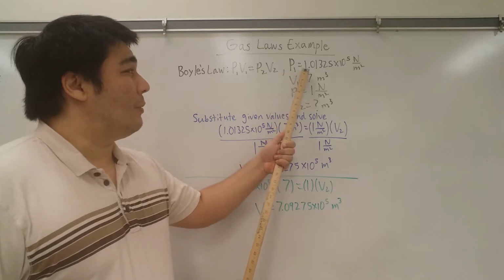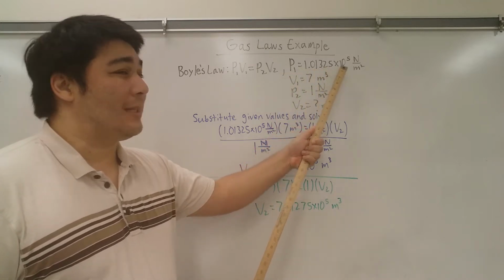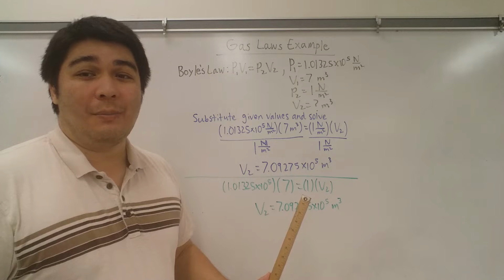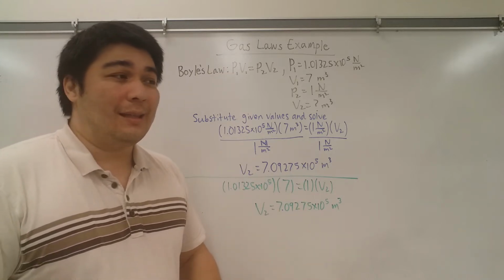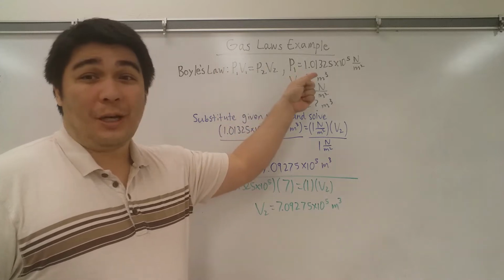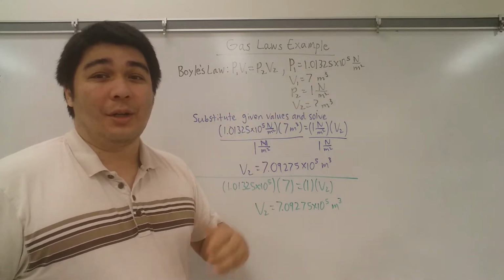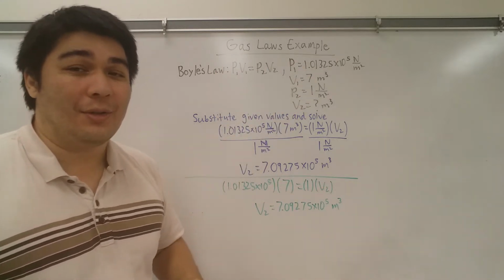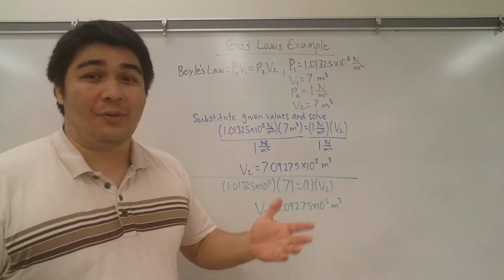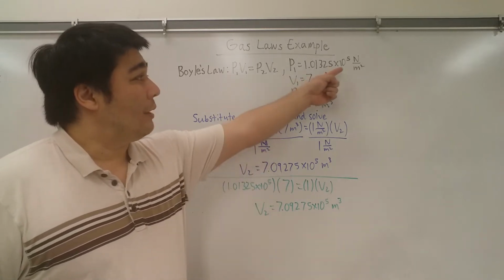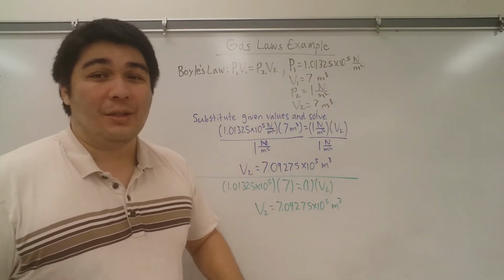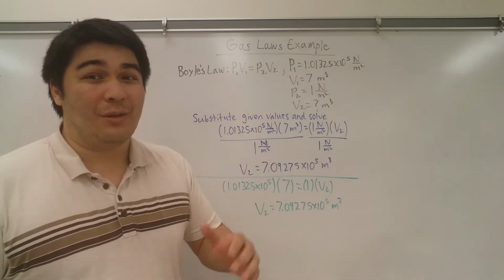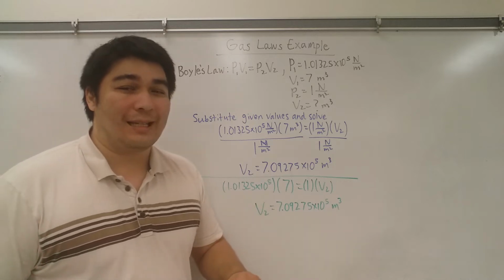In this case, it's going to be 1.01325 times 10 to the 5th newtons per square meter. Hopefully that's starting to look a little bit familiar right now because that is standard pressure at sea level. It's also known as 1 atmosphere. It's also known as 101.325 kilopascals, where newtons per square meter is also the pascal. So just a reminder of that.